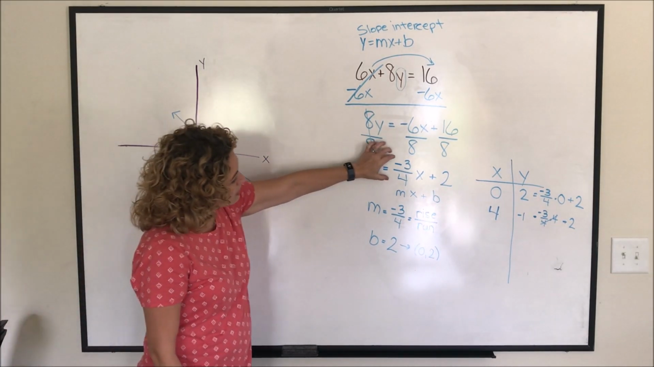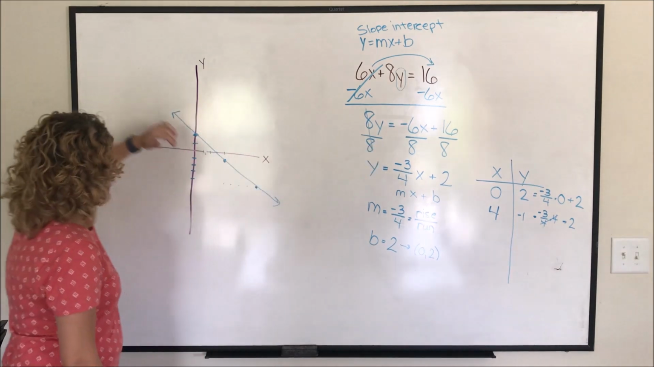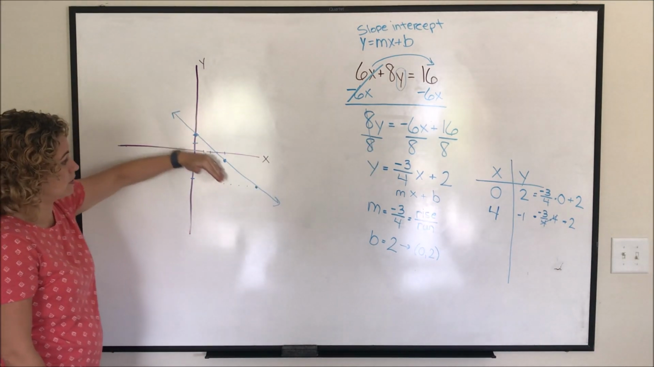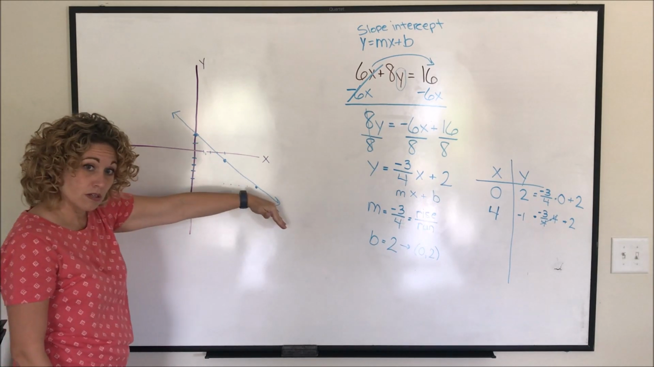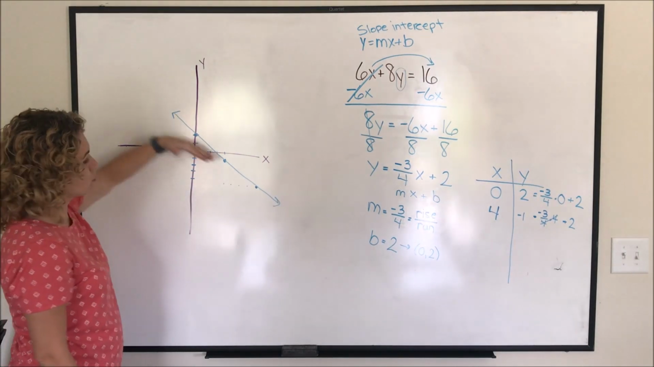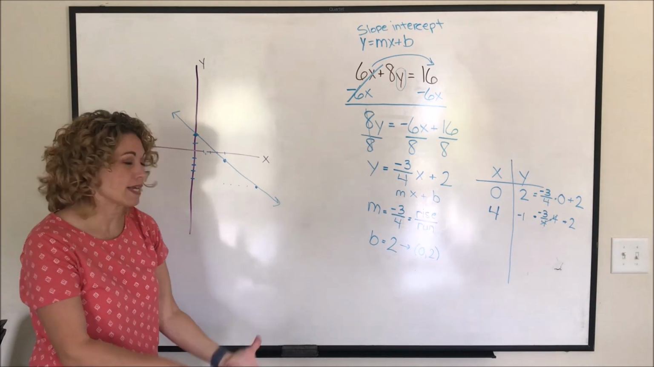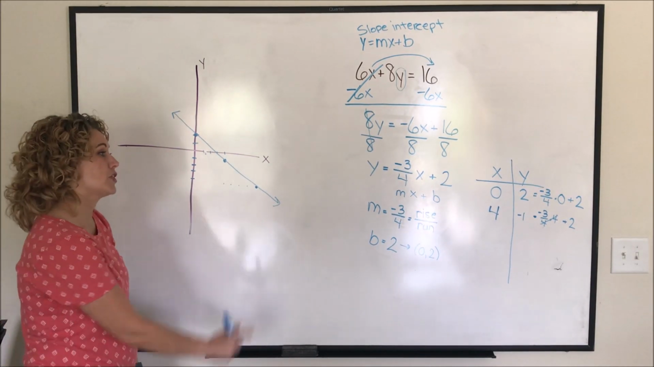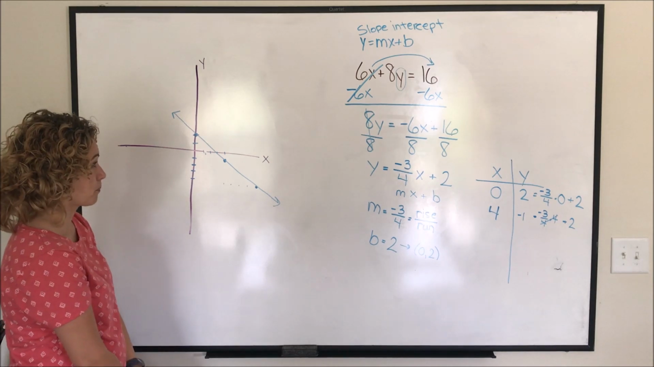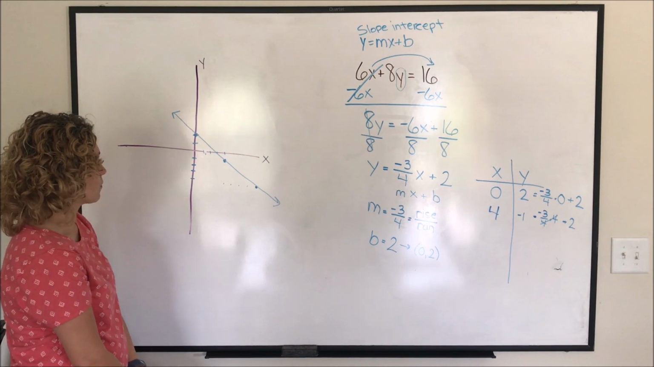Now, a negative slope. Does that make sense to be kind of going down the hill? And yes, because negative usually means going down or getting smaller. So this is going down the hill, which is a negative slope. Okay?